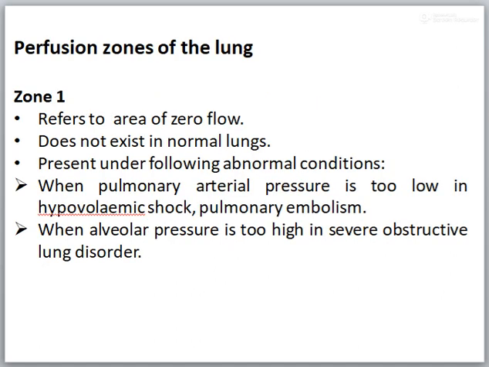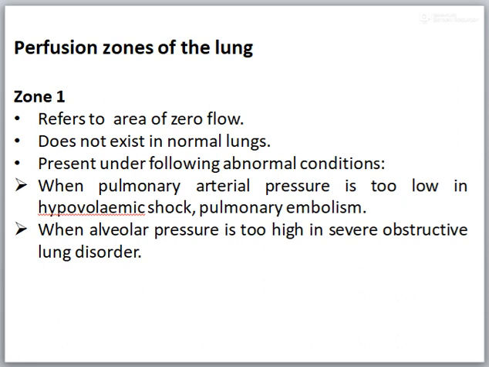Perfusion zones of the lung. Depending on the relationship between the alveolar pressure, pulmonary artery pressure and pulmonary venous pressure, the lung can be divided into three zones in the erect posture. First is zone 1. It refers to an area of zero flow, that is any region of the lung that does not receive blood flow. Zone 1 normally does not exist in normal lungs. It is present under the following abnormal conditions.